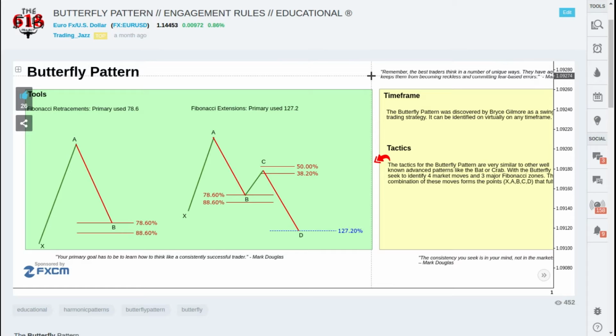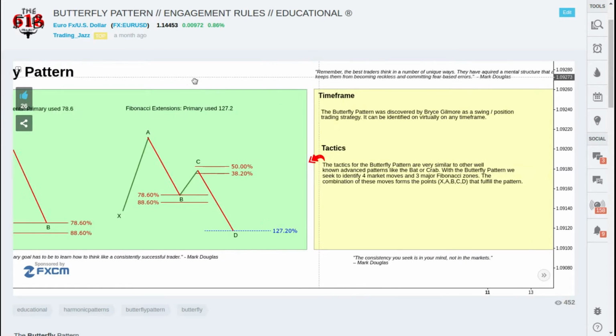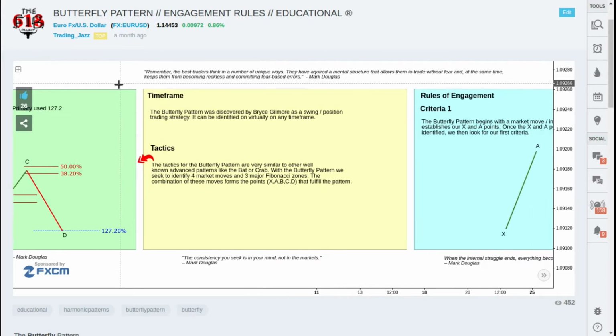Today we are going to talk about the butterfly pattern. Time frame. The butterfly pattern was discovered by Bryce Gilmore as a swing position trading strategy. It can be identified on virtually any time frame.